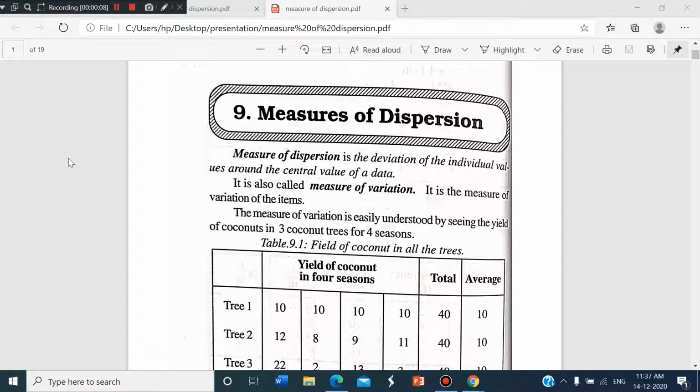In the last class, we completed central tendency, where we discussed mean, median, mode, and worked out a number of examples for ungrouped data and grouped data with class intervals. If you have any problem in understanding, please let me know. I will try to clarify it.